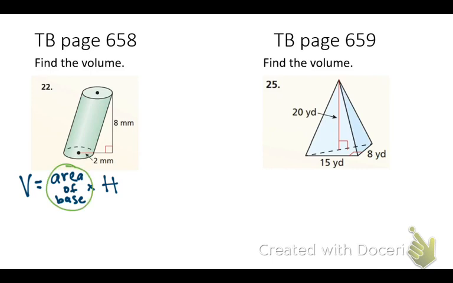Alright, so area of the base. What shape is the base? A cylinder. Nope, it's a circle. Same thing, right? It is not. How do we find the area formula for a circle? What is the radius? Be quick with your calculators.